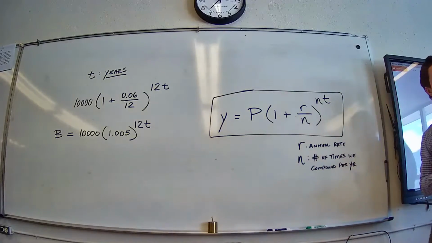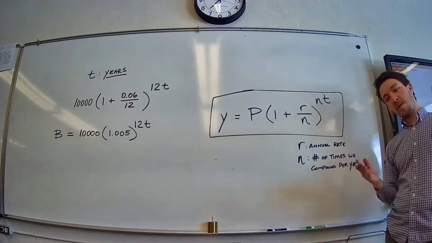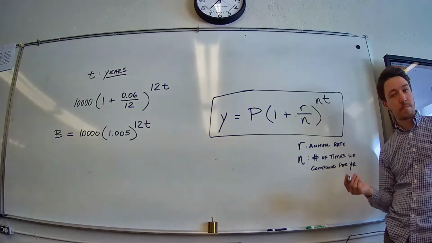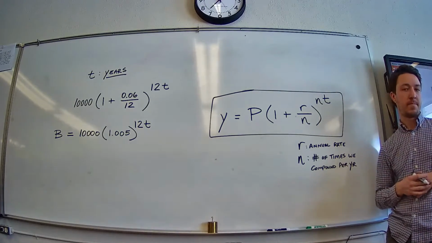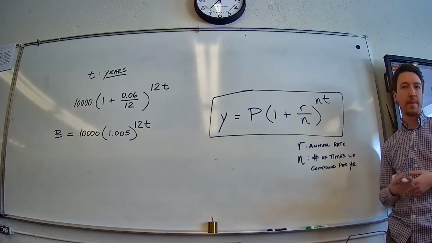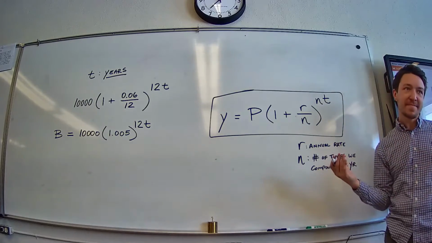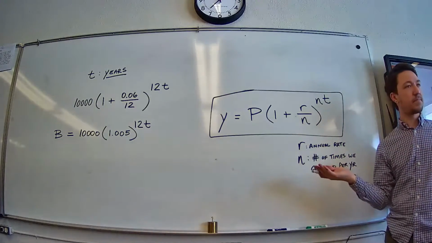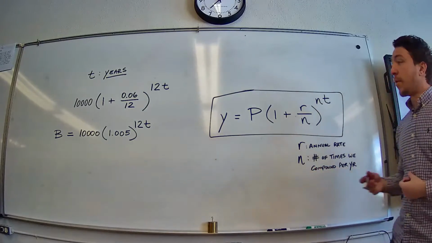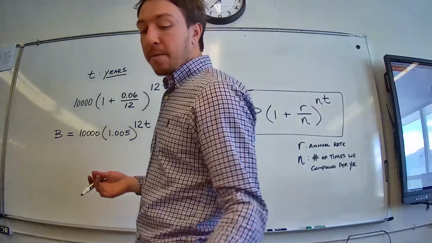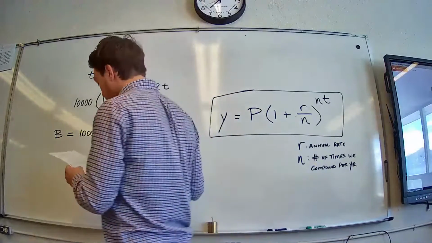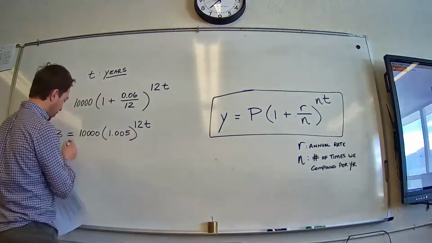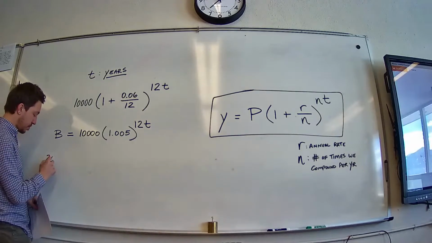Does that make sense? So let's say you're compounding quarterly. What's N? 4. Let's say you're compounding daily. What's N? 365. How about say you're compounding weekly? 52. So we all get that? Yeah. Okay, so to answer part B on number 2, what you do is you set this equal to 20,000.